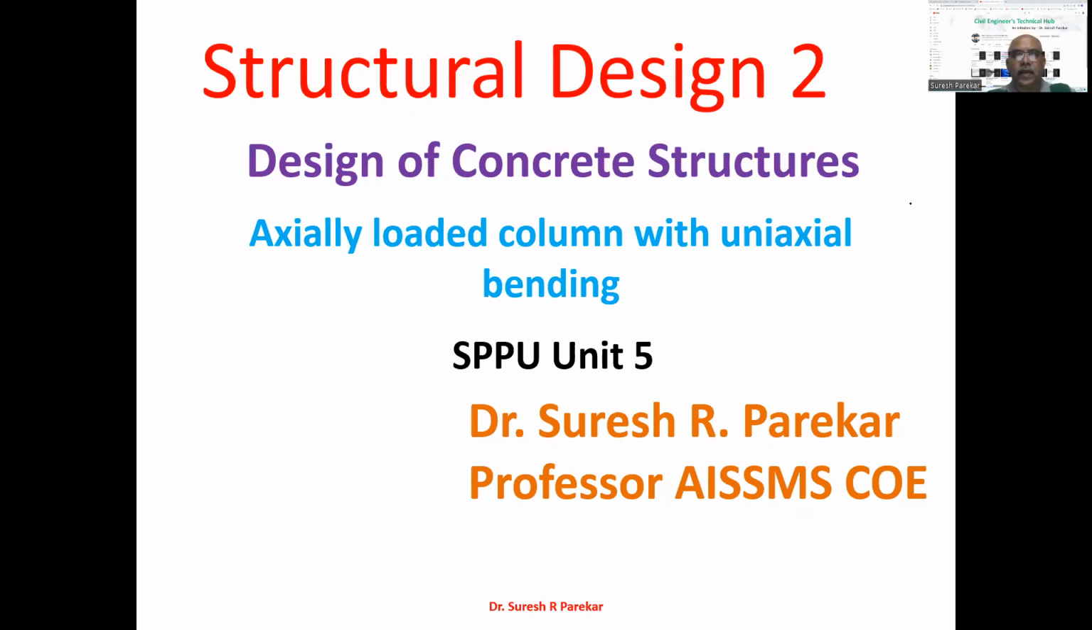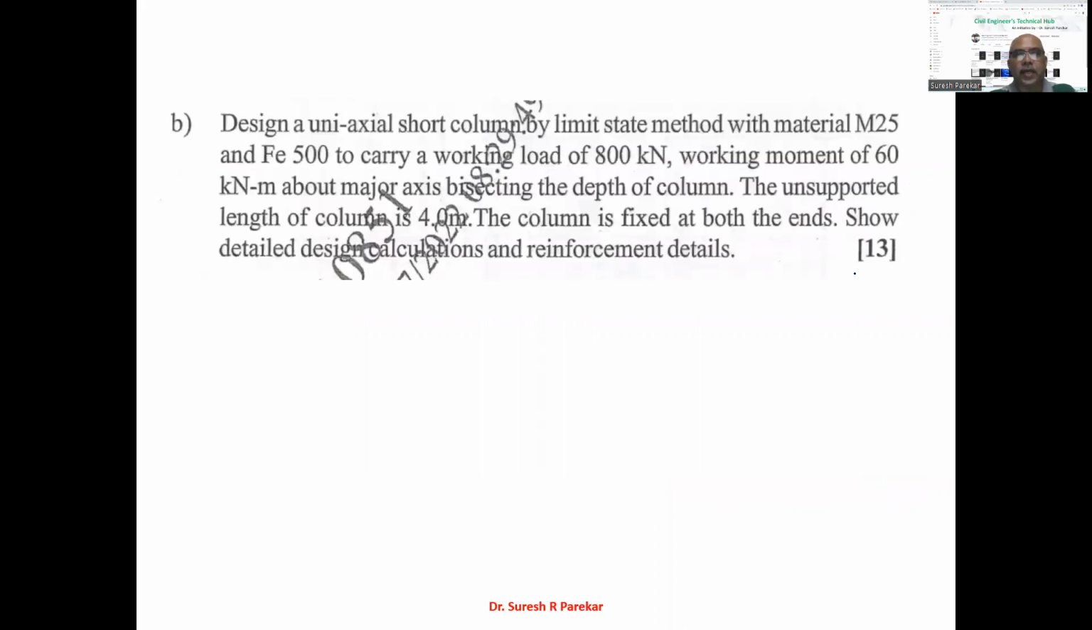Good morning. Today we are going to see a question paper problem on column with axial load and uniaxial bending. The problem: design a uniaxial short column by limit state method, M20 Fe 500, to carry a working load of 800 kilonewton and working moment of 60 kilonewton meter, bisecting the depth.